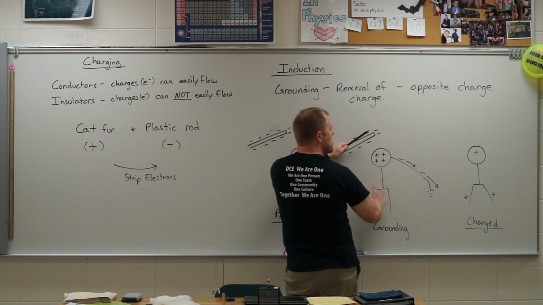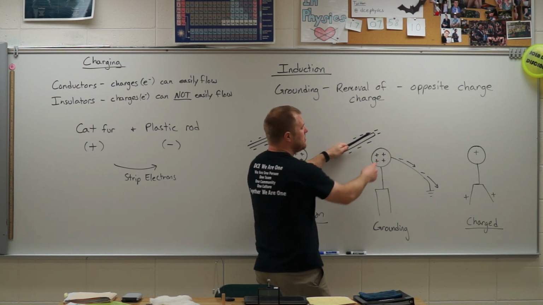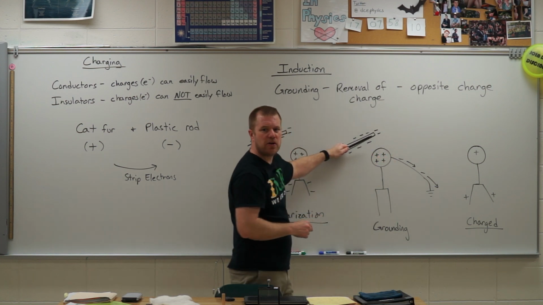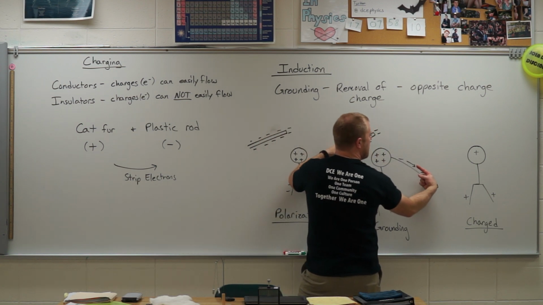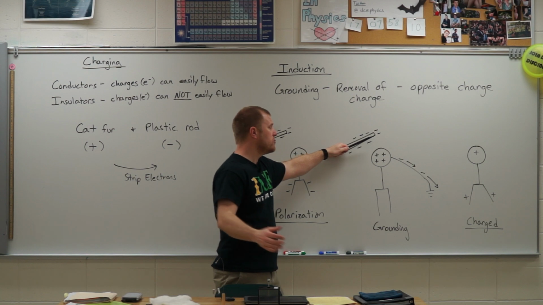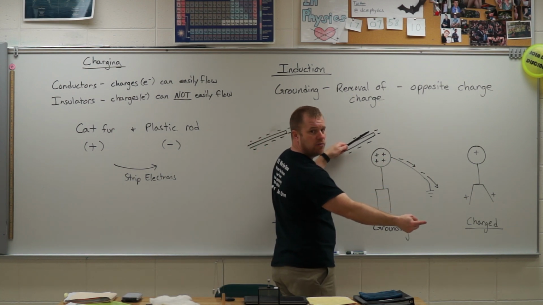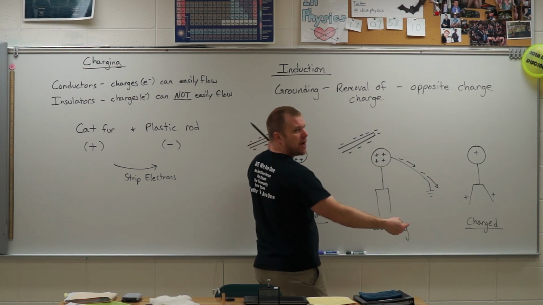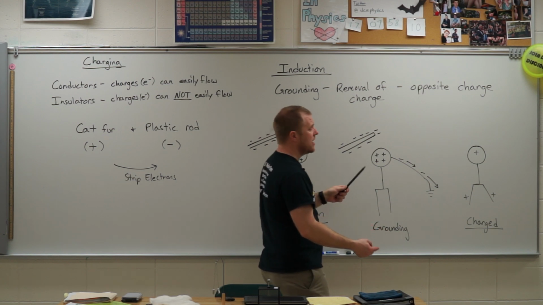I'm going to give this a neutral charge, but I'm still going to have a polarization up here at the top with the negative charges moving out and the positive staying there. And so after I've removed those negative charges, I'm going to remove the ground. Then I'm going to remove my arm, because if I do it the other way, it's not going to work.